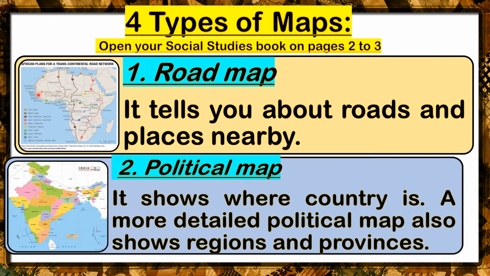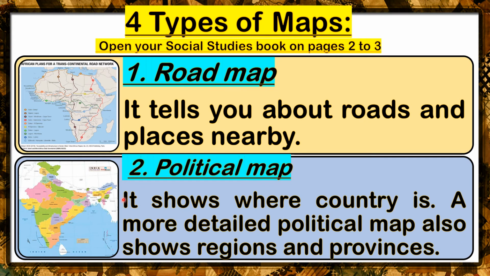The second one is political map. It shows where a country is. A more detailed political map also shows regions and provinces. Like what we have here on the left side of the monitor, you can see here a map with names of the countries and the capital cities. Usually, class, name of the countries represents with a bullet, and the capital city is written with a star.